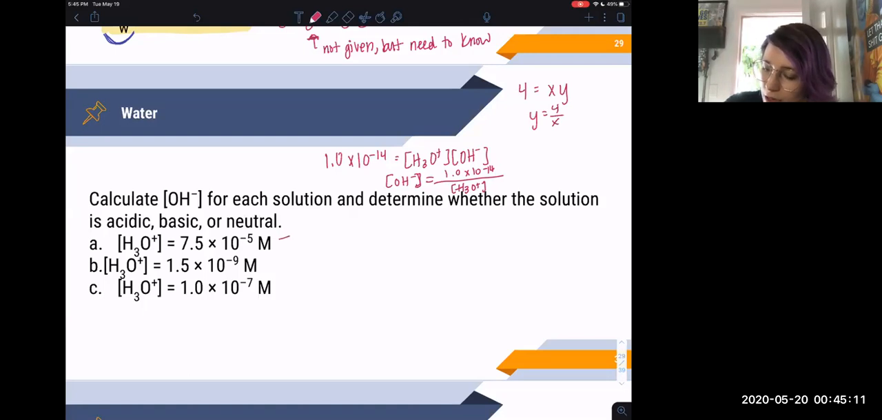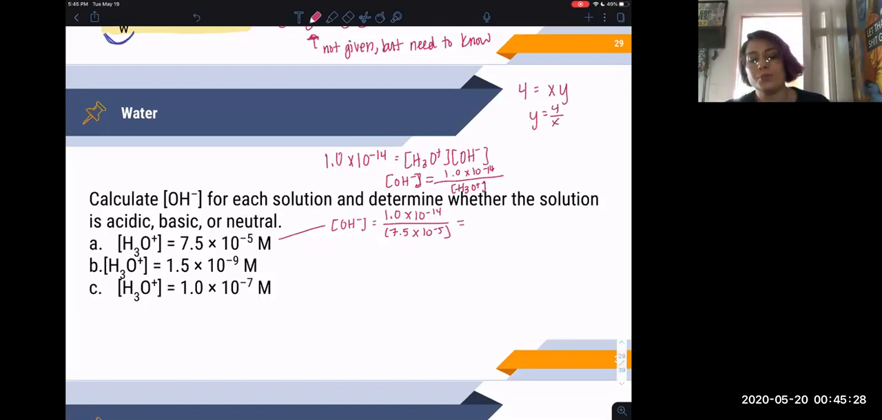So I'm going to look at A. My hydroxide is equal to 1 times 10 to the negative 14 over my hydronium. My hydronium is 7.5 times 10 to the negative 5. You run into problems here when you do not put these in your calculator correctly. But the math itself is 4 equals x times y. That's it. So go ahead and plug this into your calculator. And I want to make sure that you are getting the right answer. That means you're using your calculator correctly.